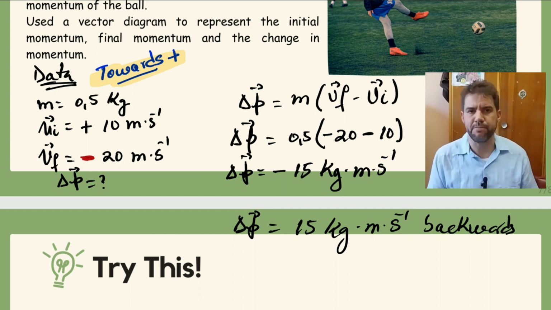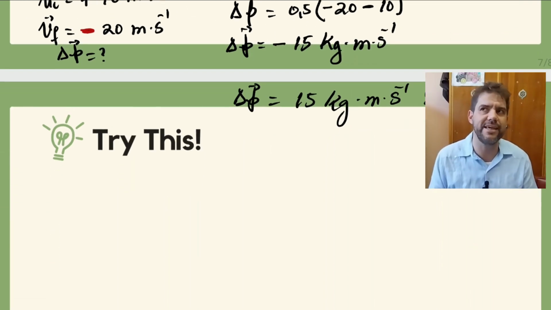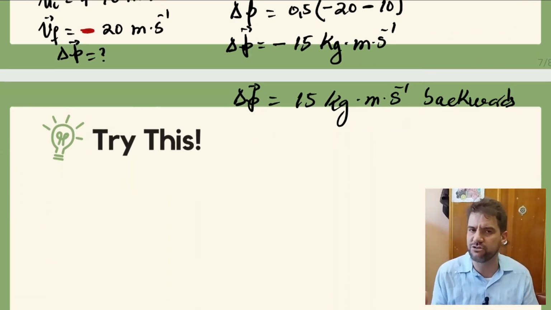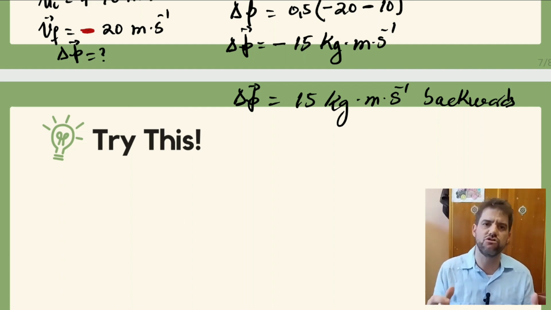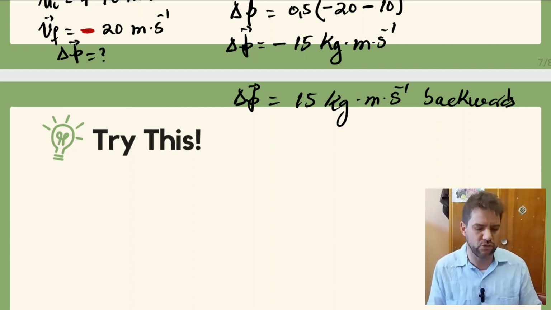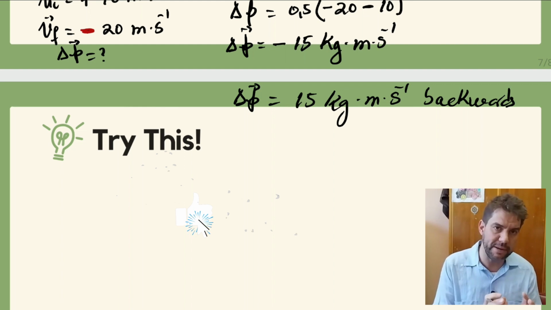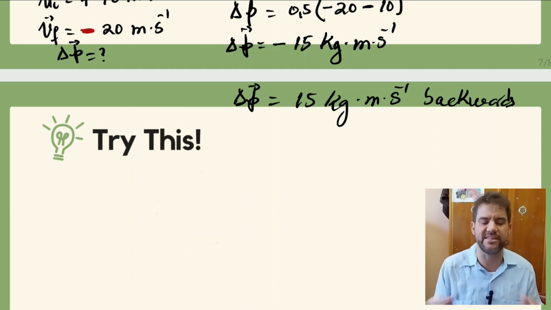I hope it's clear. Now to finish, let's do the vector diagram. It's tricky because this is a subtraction actually. It's not an addition, or it's an addition of a negative vector. So the best and easiest way to do it is to draw the initial and the final momentum starting from the very same point, no matter what the direction is.